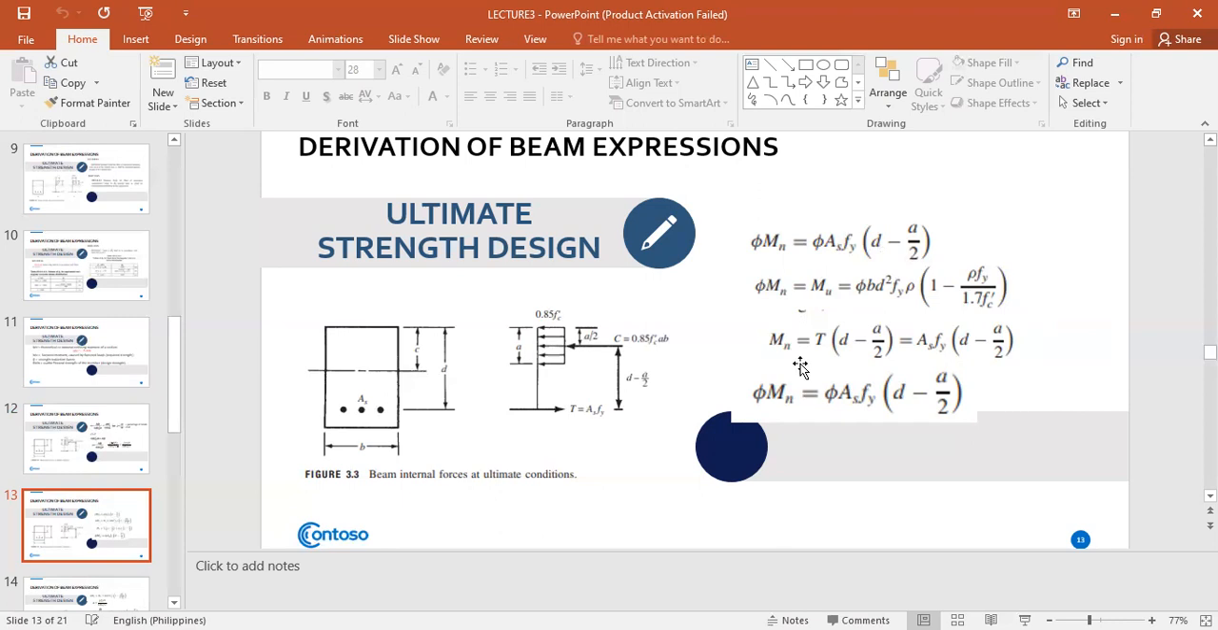So your Mn here is equivalent to T. As you can recall from the previous discussion, we have this formula, M sub n is equivalent to T multiplied by d minus a all over 2. Your tensile force is equivalent to ASFY, again, multiplied by d minus a over 2. So if we add on phi, that would now be phi M sub n is equivalent to phi multiplied by ASFY times d minus a over 2.